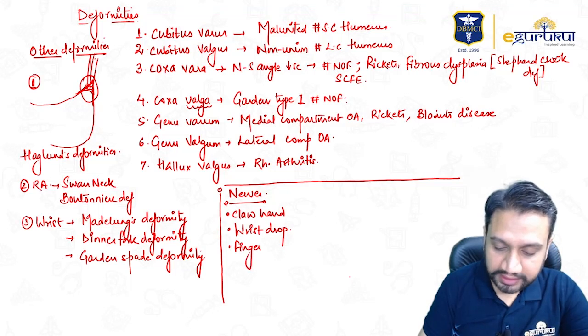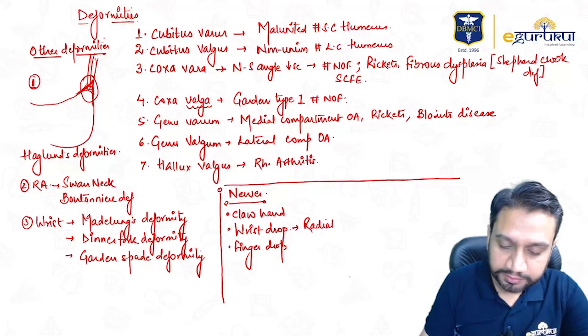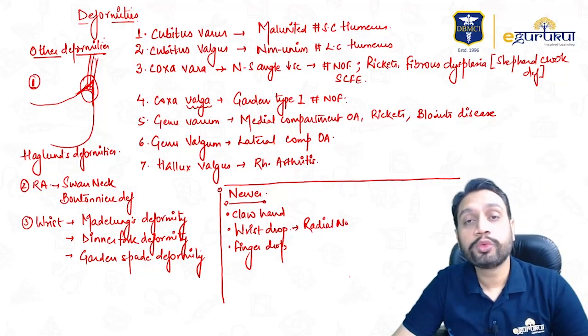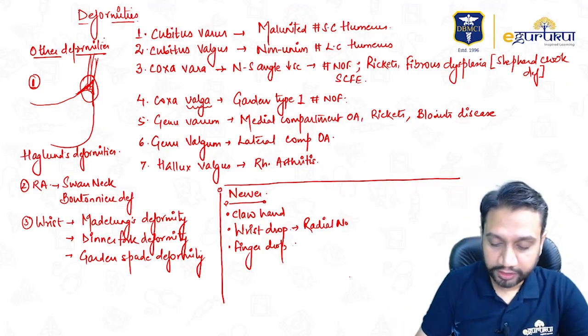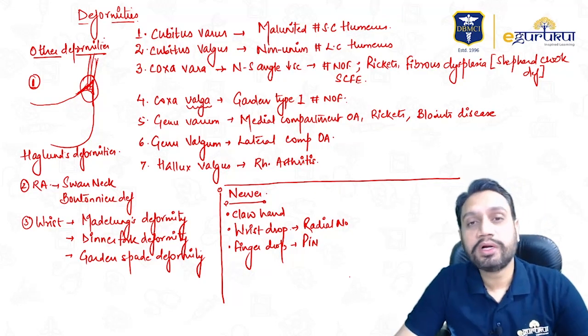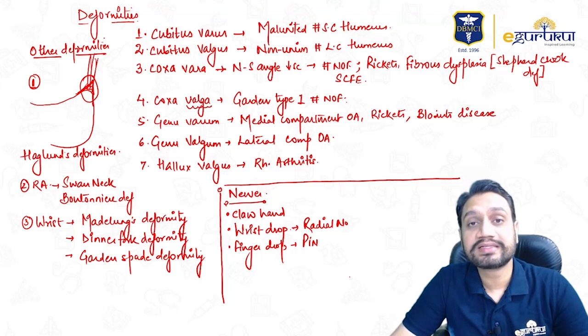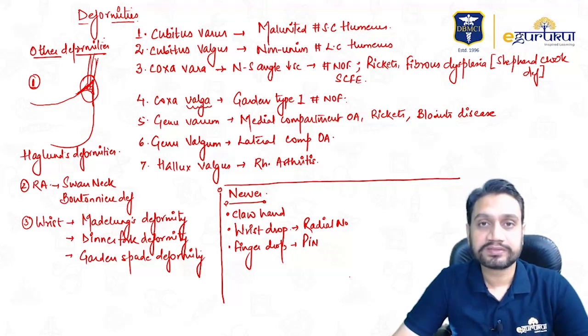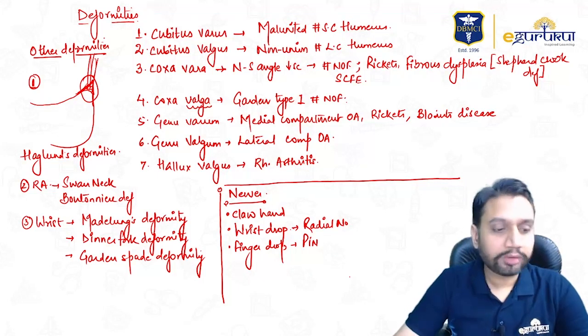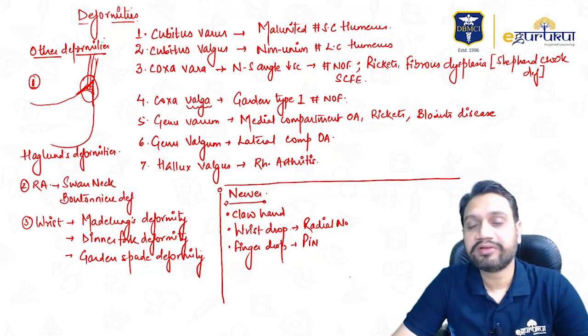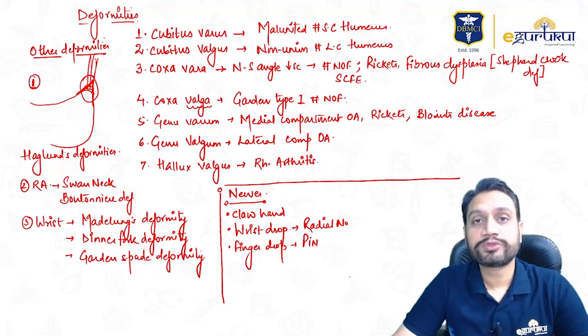So we do know that the wrist drop is because of the radial nerve, and radial nerve is most commonly involved where? The flexure shaft of the humerus. Finger drop is because of the posterior interosseous nerve, which is most commonly involved whenever there is involvement of the head of radius, for example in Monteggia fractures, right? So these are all the commonly asked deformities which we can have in our exam. So do remember each one of them.